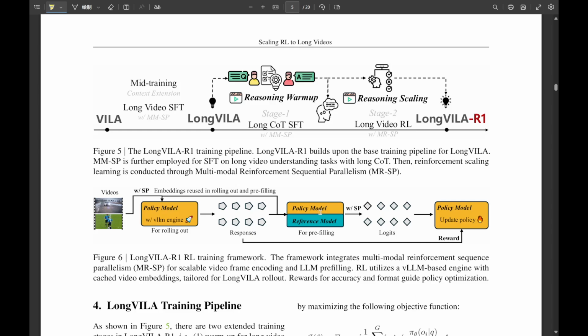It cleverly uses sequence parallelism, basically splitting the work not just for the language part, but also for processing the video itself during both the rollout and pre-filling phases. Okay, break that down. Rollout first. Right. So, Stage 1, rollout with paralleled encoding.